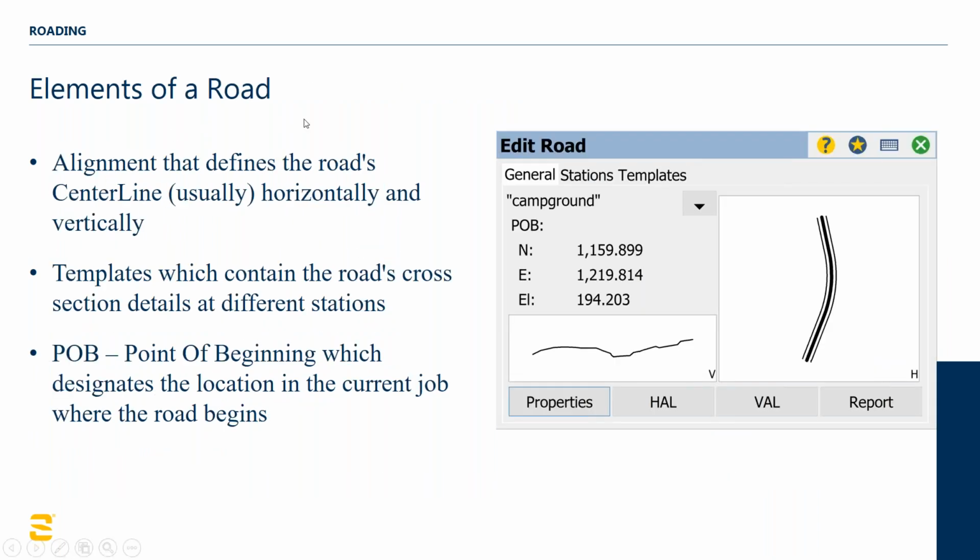So typically, the alignment that we use is the center line of the road, but it doesn't have to be. And templates contain the cross-section detail of the road. How wide is the road between each element of that cross-section segment? And we'll work through. So we have the stations and the templates. Here's the general point of beginning definition, the name of the road, where it starts. And then we'll go in and we'll build some templates and stations and see how that works.